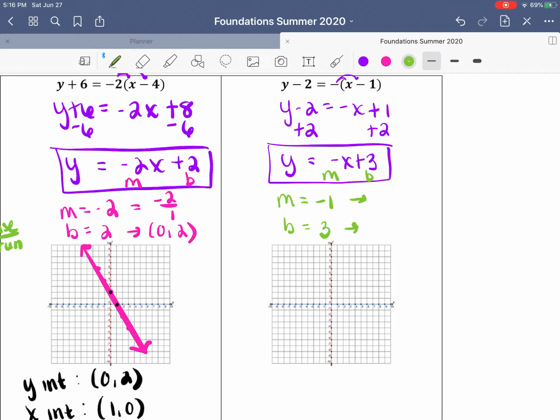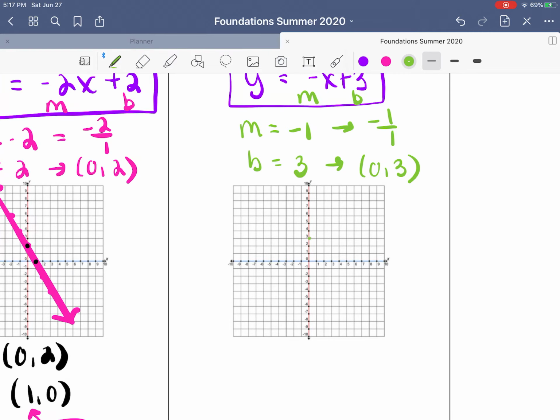Now take a second, pause the video, and rewrite the slope as a fraction and the y-intercept as a point. Pause it. Now see if you got it correct. Now pause it again and graph it yourself. And when you're done, unpause it. And it should look like point at 3, down 1 over 1. Or you could go up 1, left 1. And we have our line.